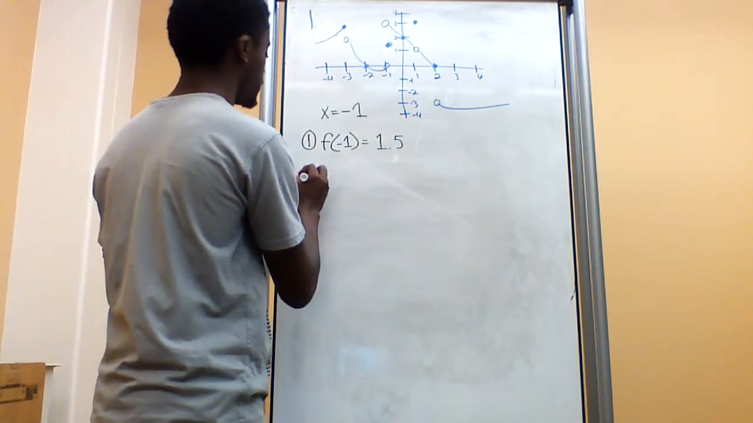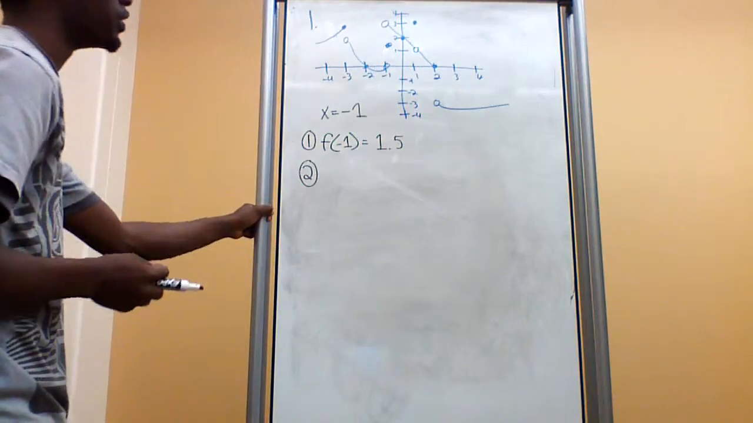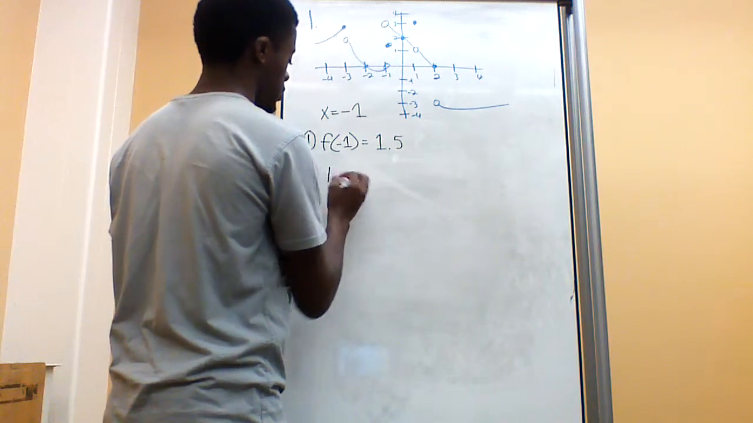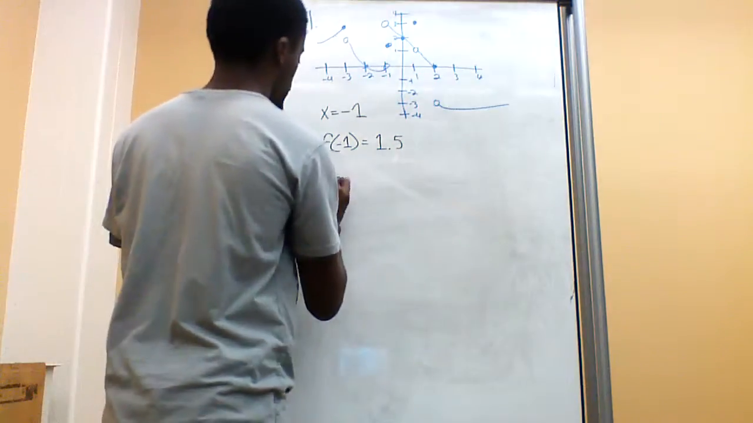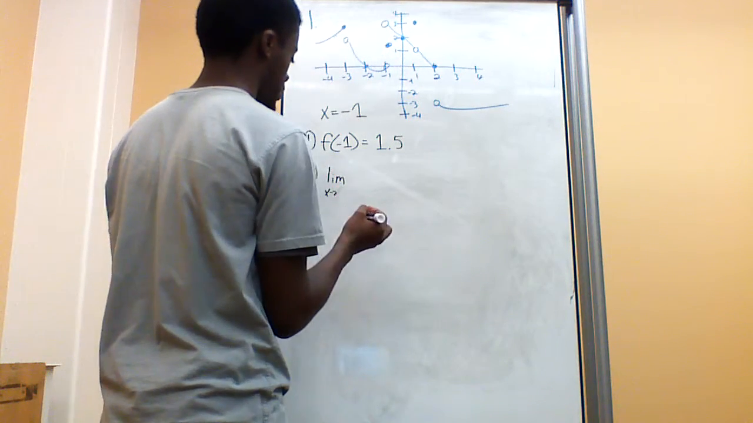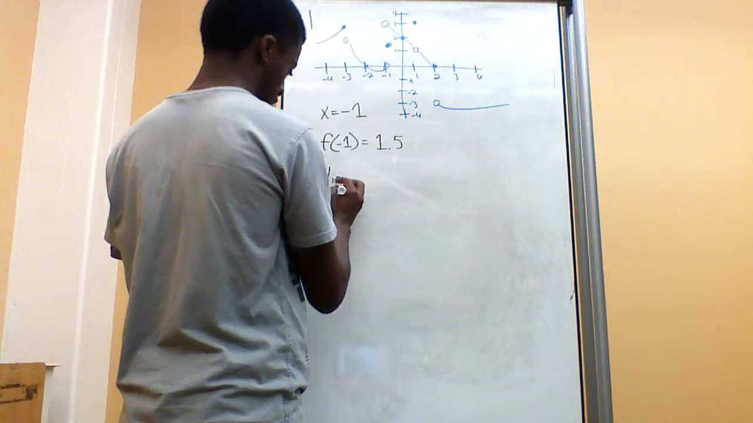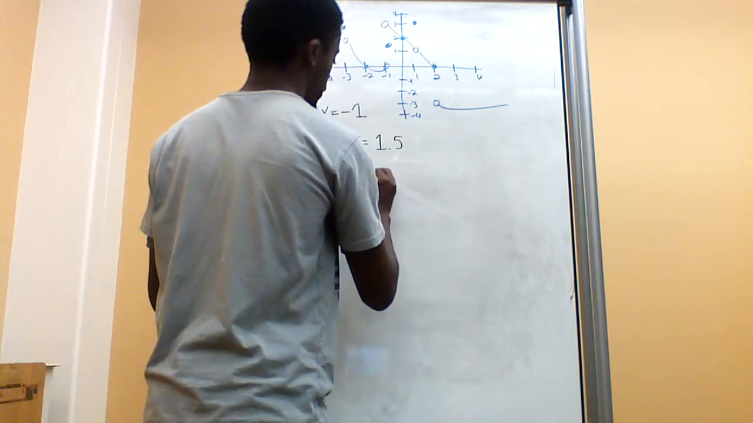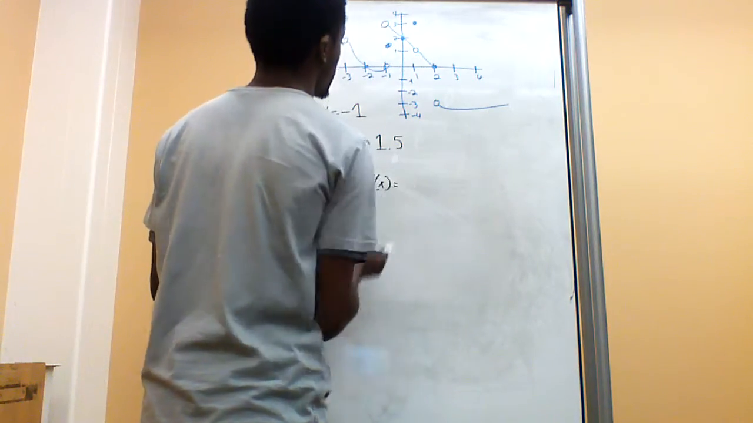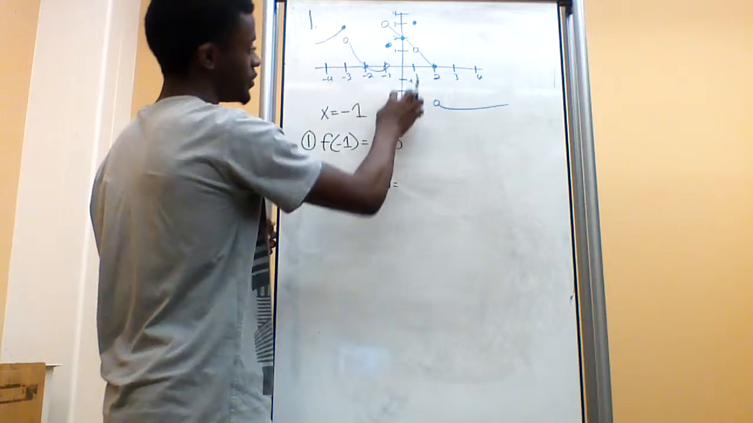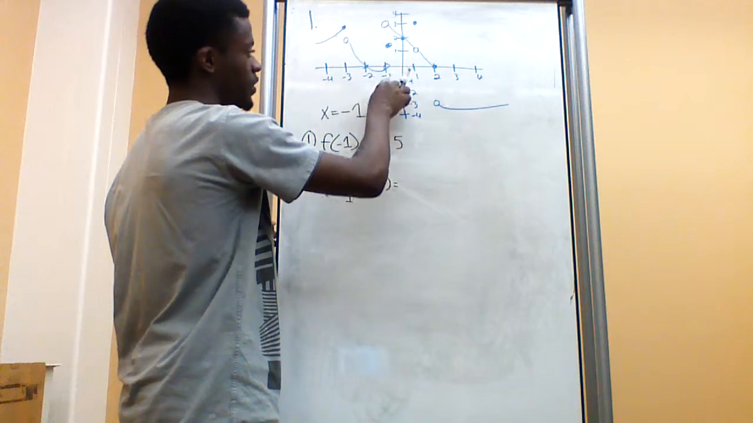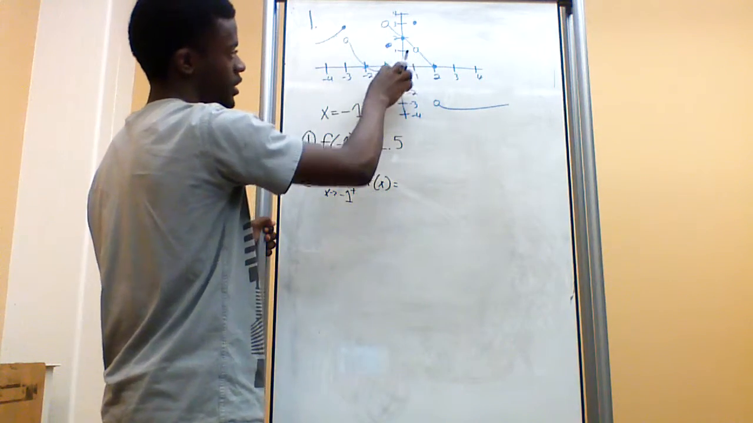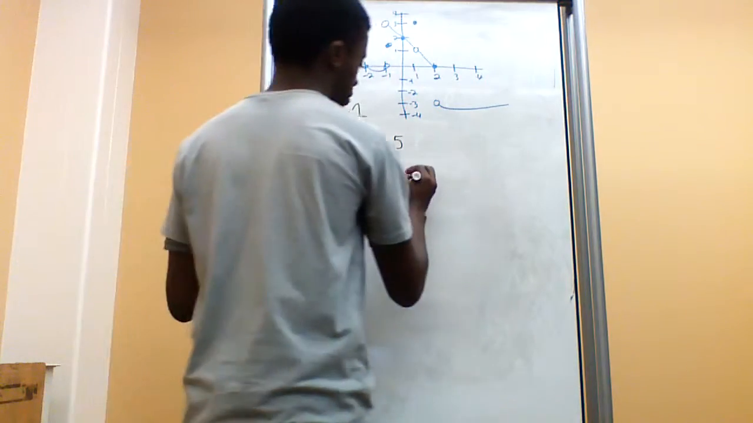For number 2, it wants to know if the limit exists at f of x. So we're going to do it from the right. The limit as x approaches -1 from the right of f of x: the way you figure this out is you find -1 on the x-axis and you come from the right, and there is nothing coming from the right toward -1, so the limit does not exist.